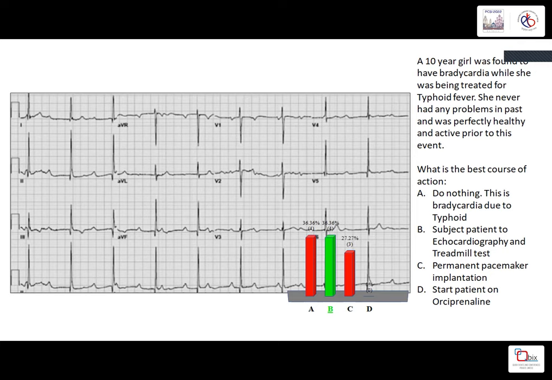They need to be under follow-up. They should not be told that you don't need a pacemaker. You should say, you don't need a pacemaker at present. Please go back and come after 6 months or 1 year. You should be under regular follow-up.